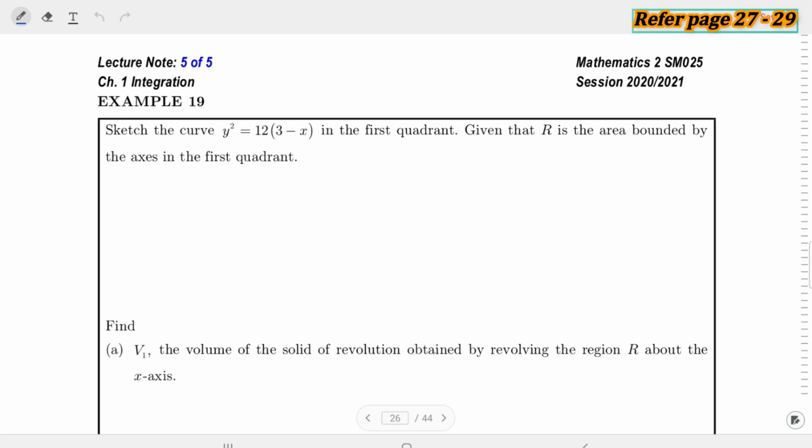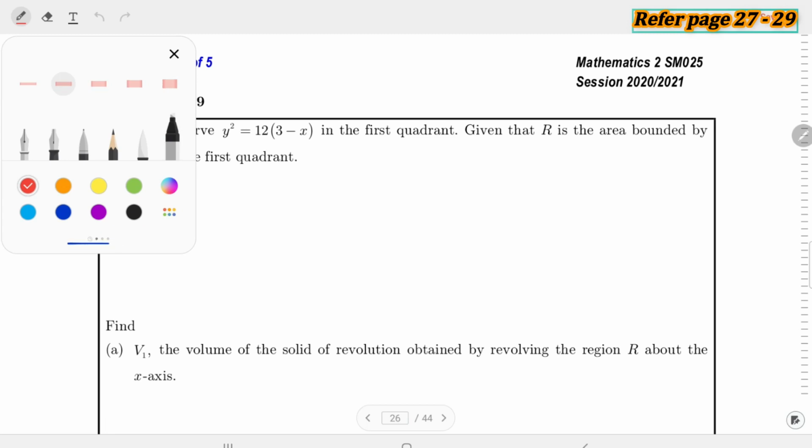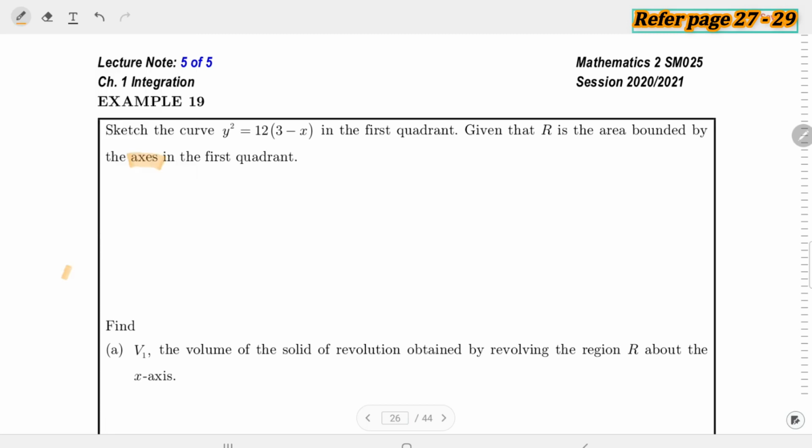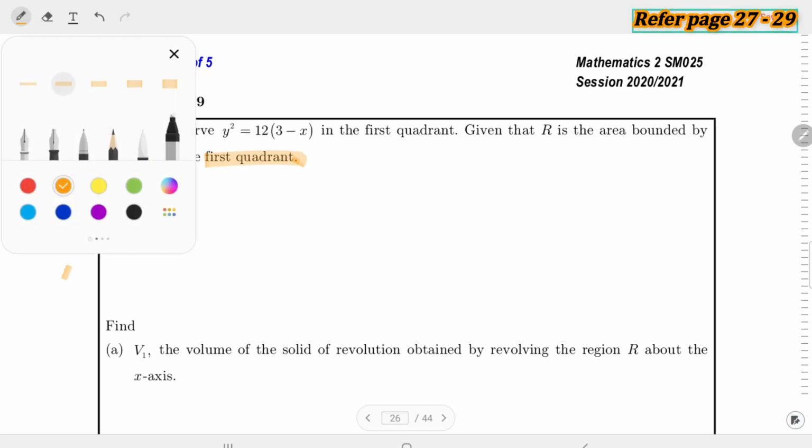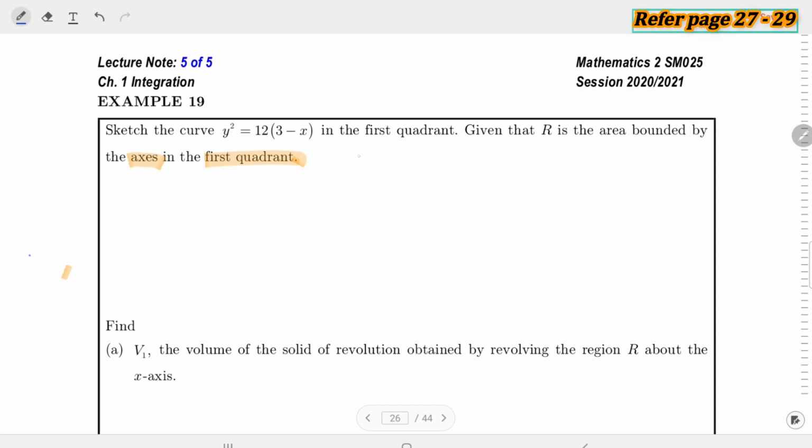Example 19. Sketch the curve y squared equals 12 times the bracket 3 minus x, in the first quadrant. Given that R is the area bounded by the axes, so be careful of the word axes here, in the first quadrant. So how do we sketch this, since this question asks us to sketch the graph? y squared equals 12(3 minus x), so y equals positive square root of 36 minus 12x. So this graph is a positive square root graph with x negative here, so something like this, negative x.